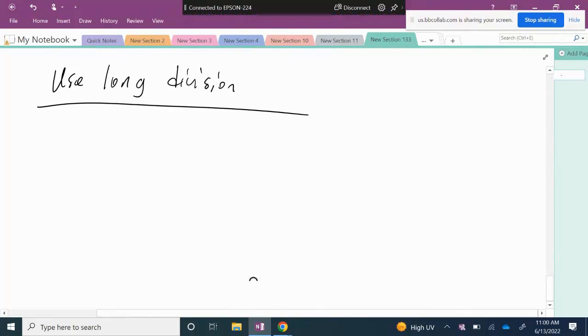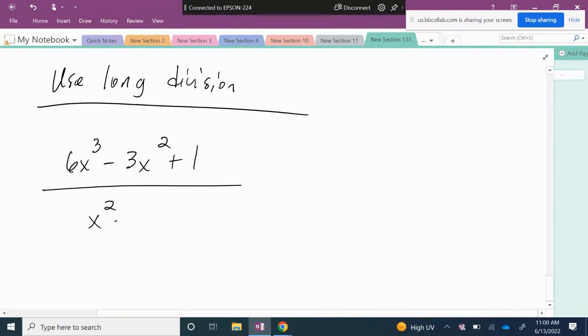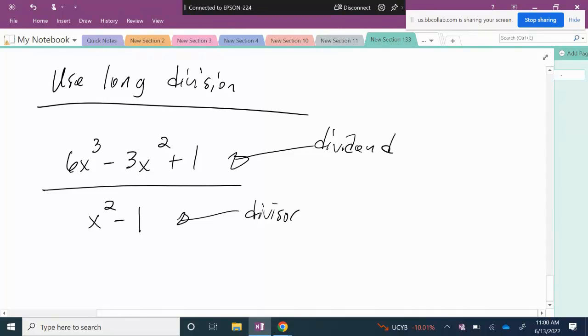Okay, we have 6x cubed minus 3x squared plus 1 divided by x squared minus 1. All right, and we're going to use long division. So our divisor is x squared minus 1, and the dividend is 6x cubed minus 3x squared plus 1.